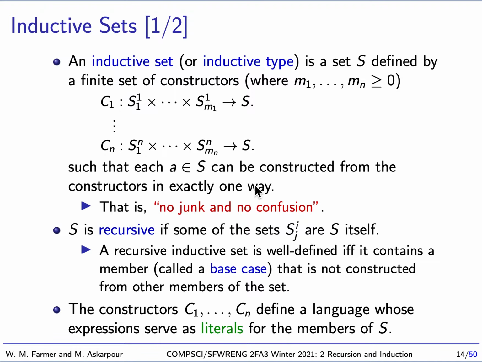We're going to begin with the notion of inductive set. An inductive set, also known as an inductive type, is a set S of values that are defined by a finite set of constructors. The constructors take certain arguments, as we see here, these S's, and they return a member, or you can say they construct a member of S. And this is done in such a way that each member of S is constructed in exactly one way.